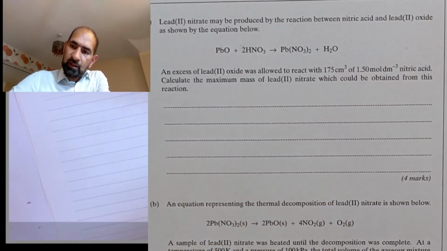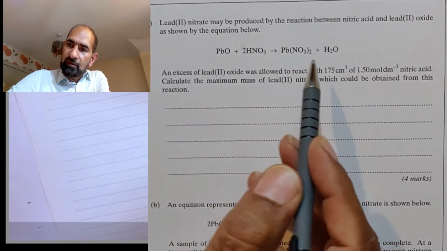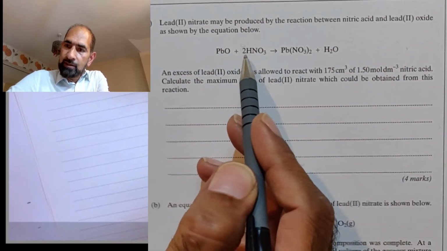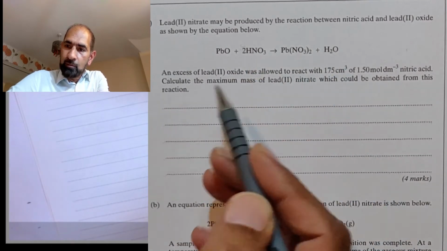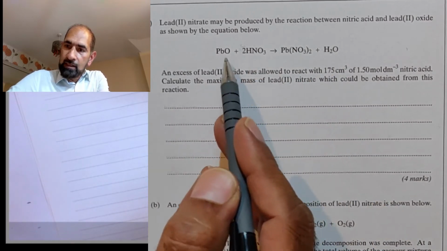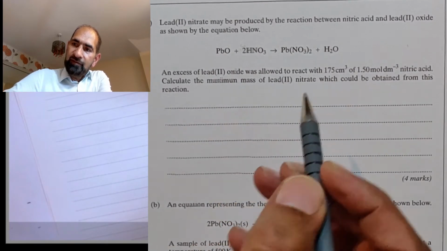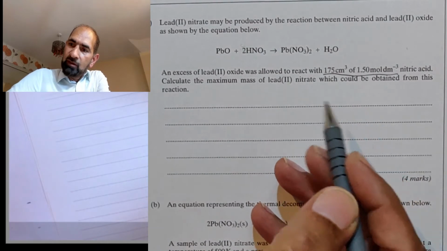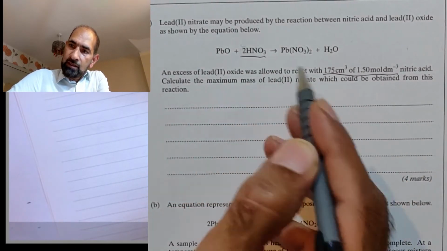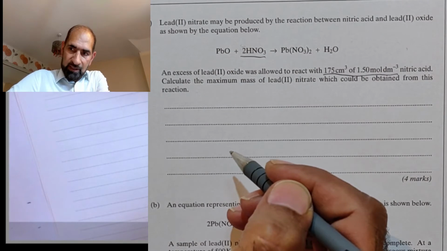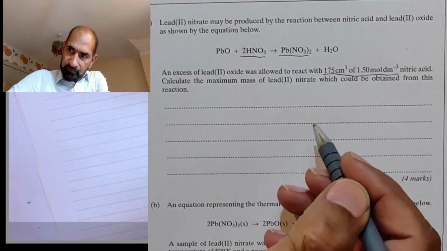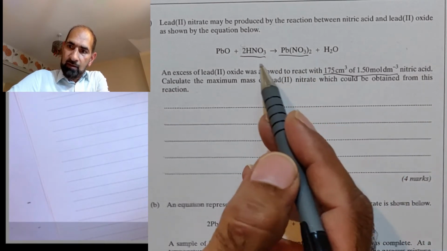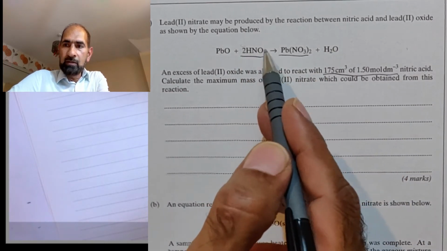Okay, so lead nitrate may be produced by the reaction between nitric acid and lead oxide, as shown by the equation. So lead oxide, nitric acid, lead nitrate, and water. An excess of lead oxide was allowed to react with 175 centimetres cubed of 1.5 molar nitric acid. So there's your nitric acid. Calculate the maximum mass of lead nitrate which could be obtained from this reaction. So in other words, you've got an excess of lead oxide, so the nitric acid will be the limiting reagent.